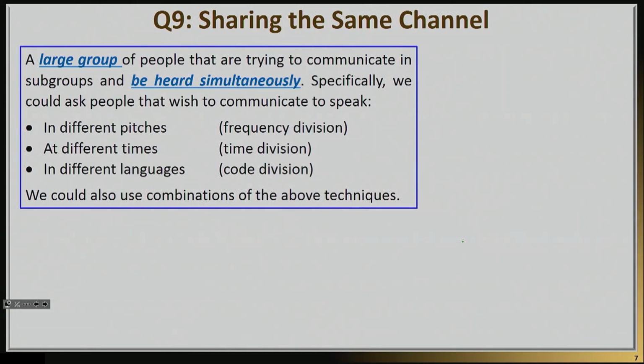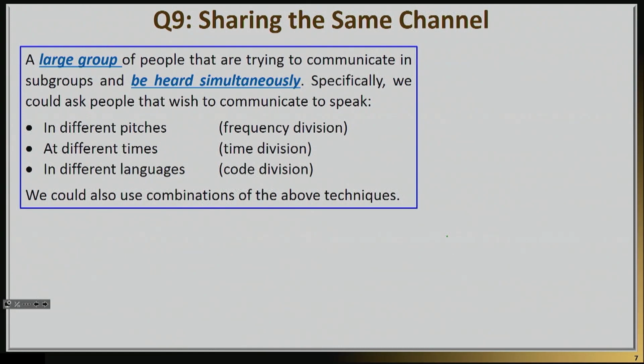When you have a large group of people trying to communicate in a room, and you have to make sure that everybody can be heard, you must come up with some type of a sharing protocol. So either people can speak in different pitches. So somebody speaks at a high pitch, somebody at a lower pitch. That's what we'll be calling the frequency division. So we pick different frequencies for different users. Or we speak at different times. So user 1 first, user 2 second, user 3 third.